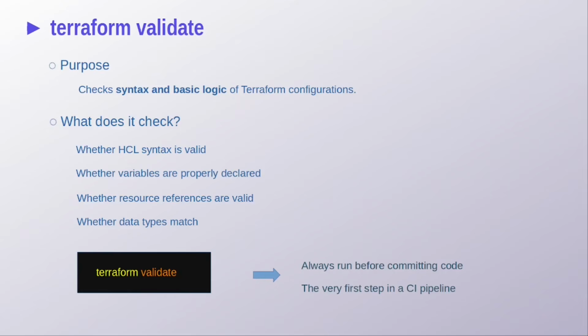Terraform validate does not check if AWS resources actually exist, if IAM permissions are correct, if security rules are safe, if costs are reasonable. It's only structure, not reality. An example: we run terraform validate. Simple, fast, reliable. When should we use it? Before committing code. As the first step in CI every single time. If terraform validate fails, nothing else should run.